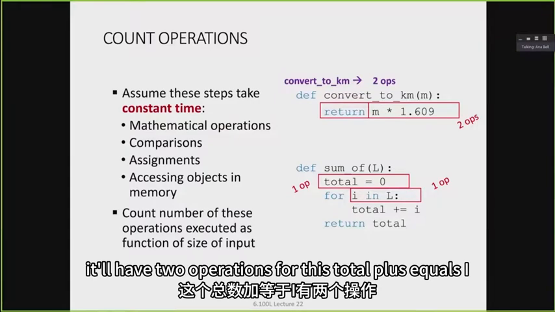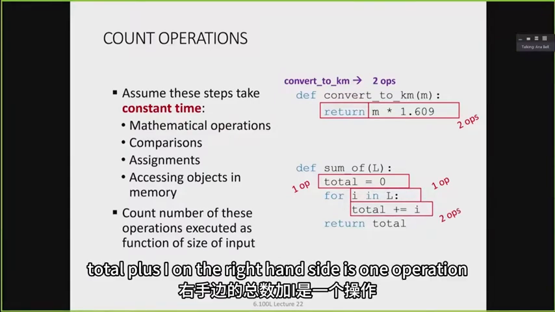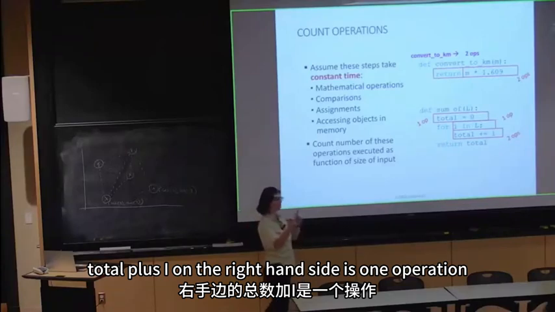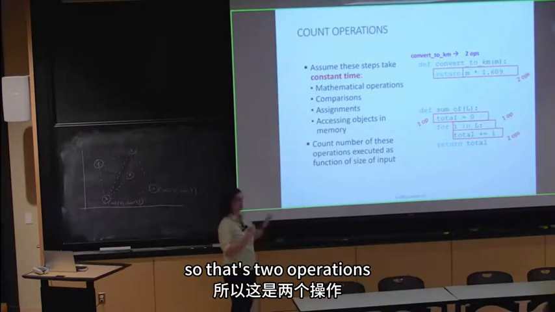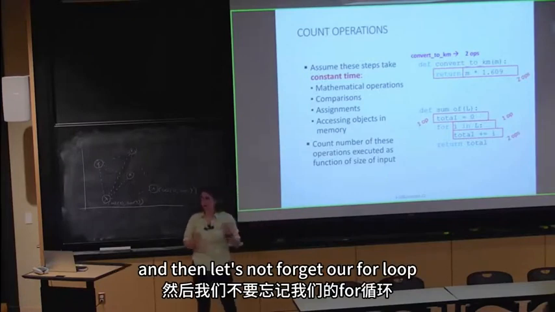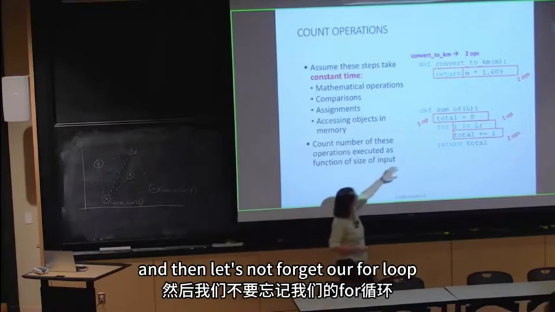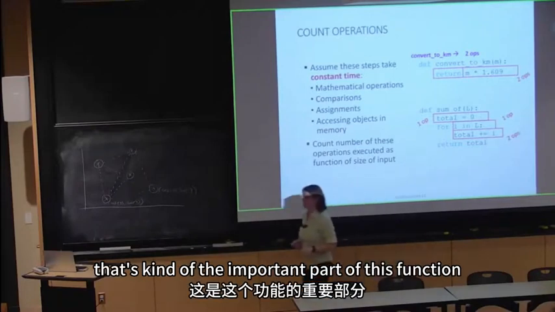It'll have 2 operations for this total plus equals i, right? Remember, total plus i on the right-hand side is one operation, and total equals that is my second operation, so that's 2 operations. And then, let's not forget our for loop. That's kind of the important part of this function.